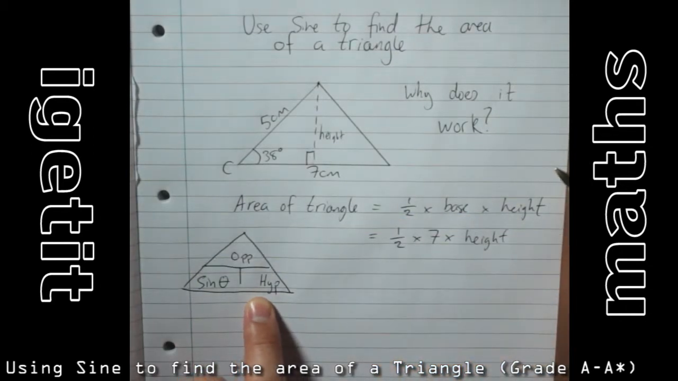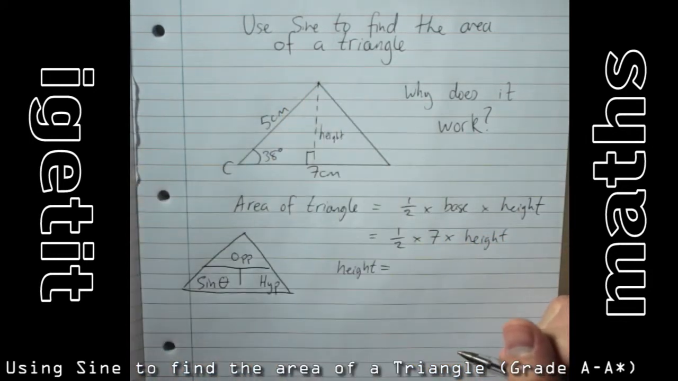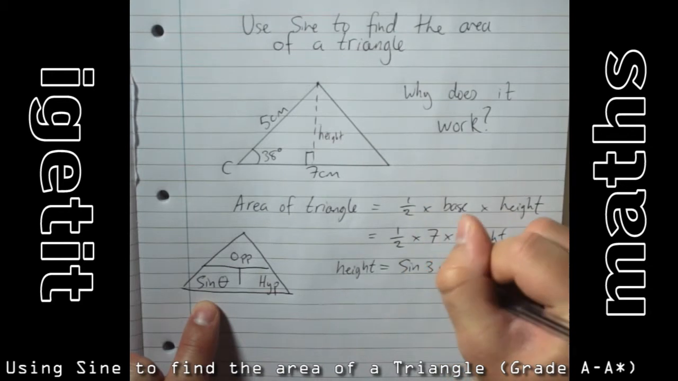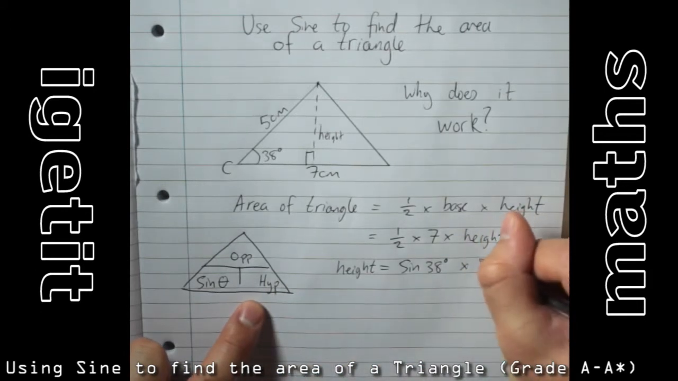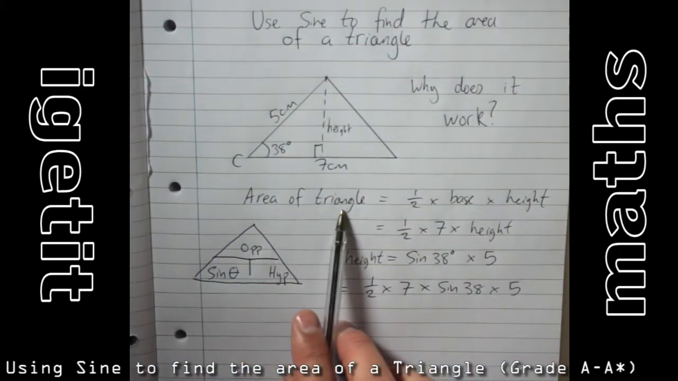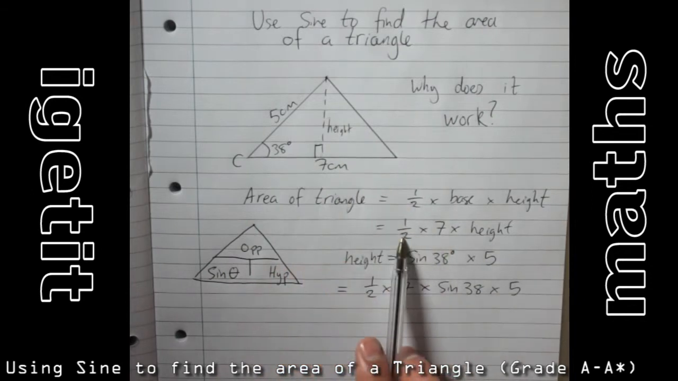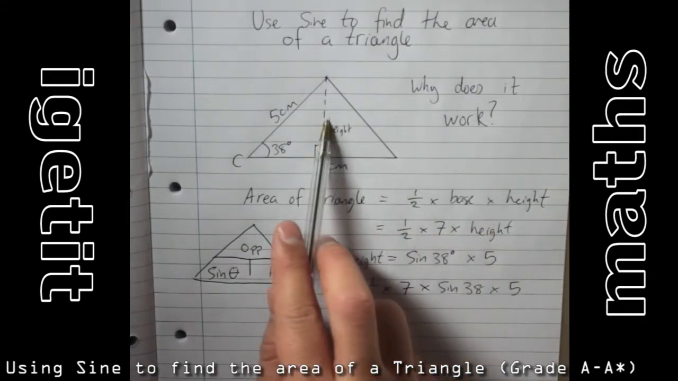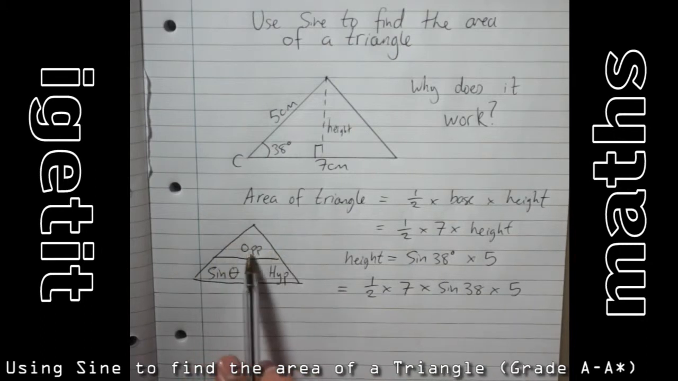So in our case, what have we got? We've got height. Our height, remember, that's this length there, and it's the opposite in this case, is sine 38, because that's our angle there, multiplied by the hypotenuse, so times by 5. So remember how we started. Area of a triangle is equal to half times base times by the height. We already knew the base was 7, so we had half times 7, that's the base, but we didn't know what the height was. Okay? Height we found out to be sine 38 times 5 using our formula triangle for sine.